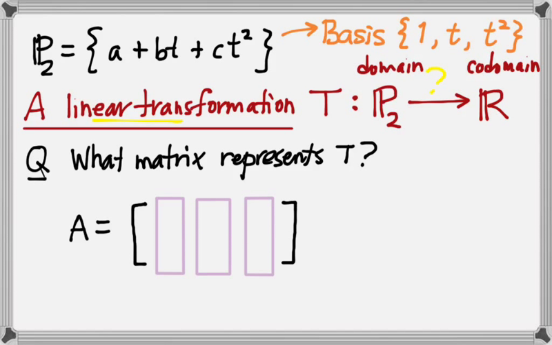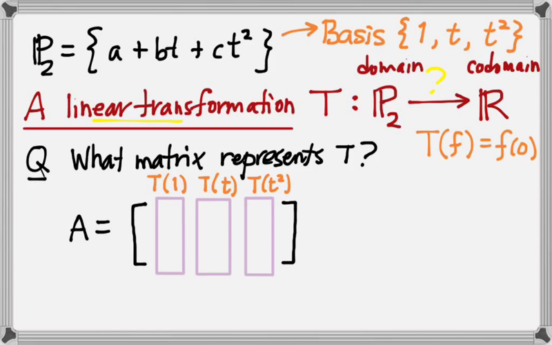And if we use those as our basis vectors, then the columns of my matrix are going to be the images under our linear transformation of those elements. So now to find my columns, I'm just going to transform 1 using T. I'm going to transform t, and I'm going to transform t squared. And again, the reminder, I erased this, I didn't mean to. T of f is f evaluated at 0. So tell me, when I evaluate the function f of t equals 1 at the point 0, what do I get?